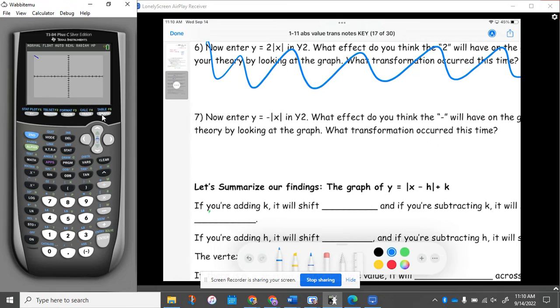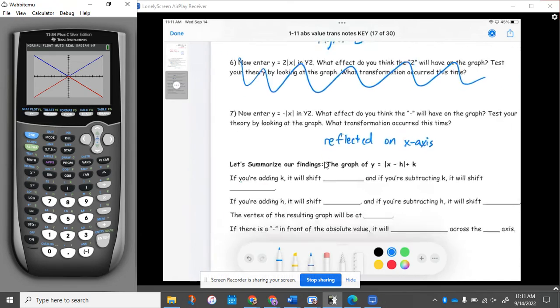Okay, and look at what happens to this one. We have the original. That looks like that. And the new one. Okay, so this one is the biggest change out of all of them. You can see that the vertex didn't move, right? There was nothing added or subtracted, so the vertex stayed in the same place, but that negative sign made the whole thing flip over upside down. What happens is it reflected over the x-axis. It flipped the whole thing upside down.